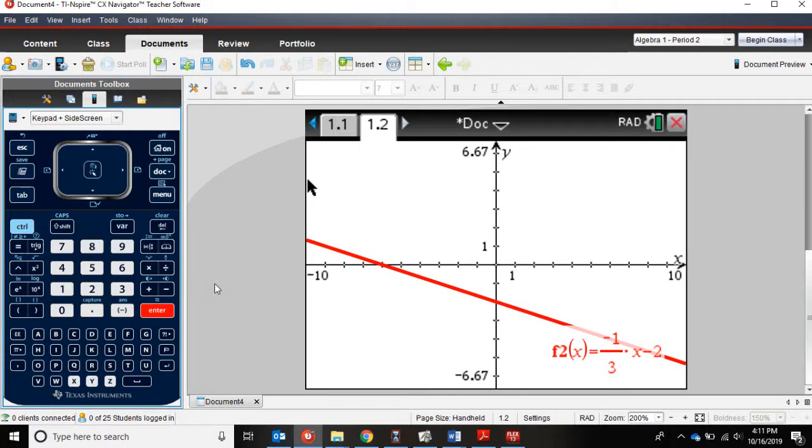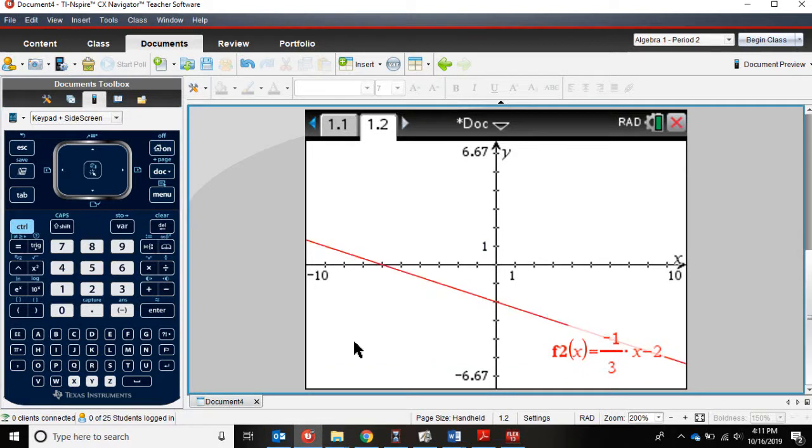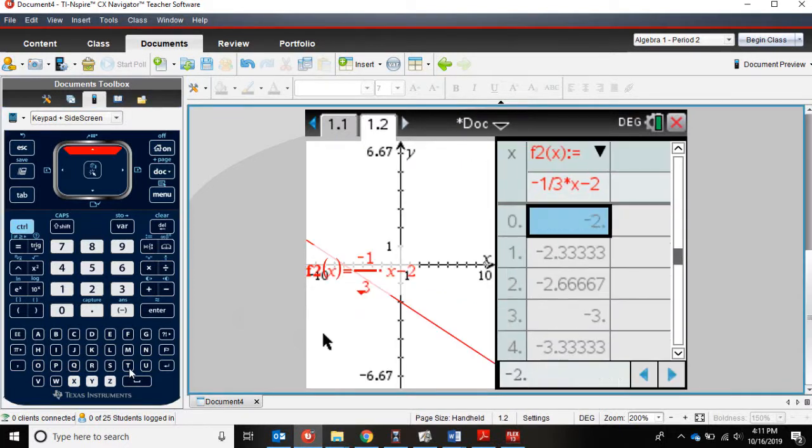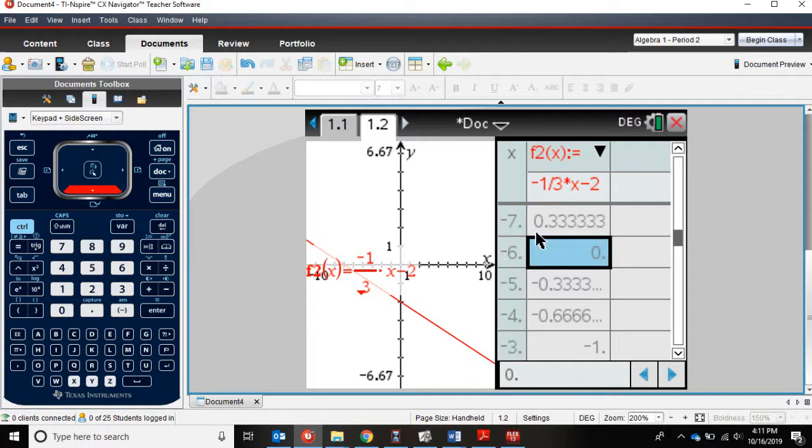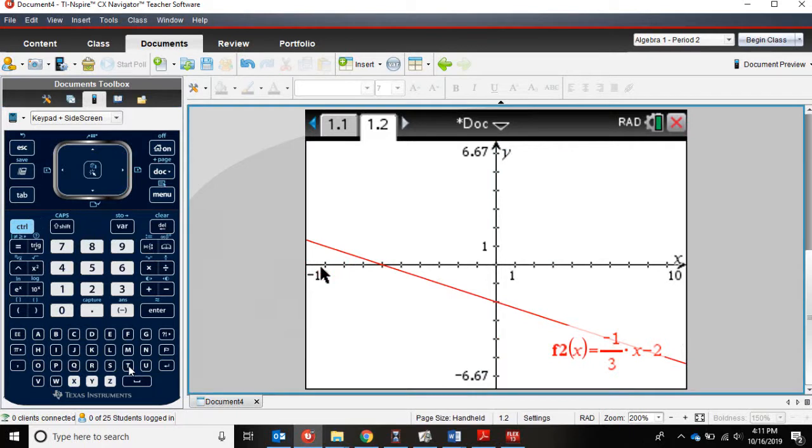Well, if you're looking at this graph, the x-intercept is 1, 2, 3, 4, 5, 6, negative 6, 0. And the y-intercept is 0, negative 2. And again, if you're not sure how to check those, you press Control-T, and you look at your table, and you can scroll. 0, negative 2 is your y-intercept. And then we said negative 6, 0, which matches up with our x-intercept. Press Control-T again to get rid of your table.